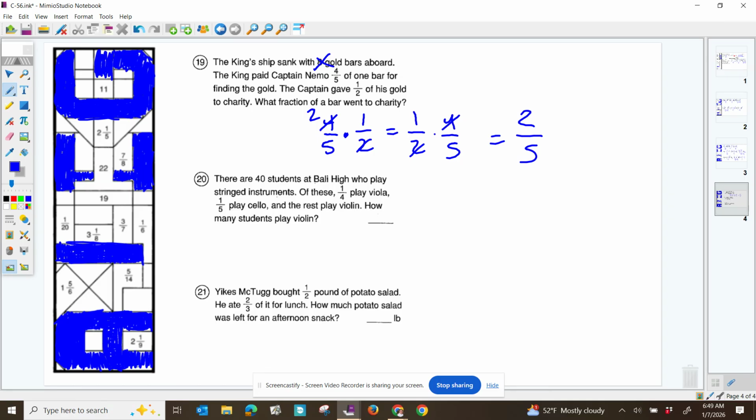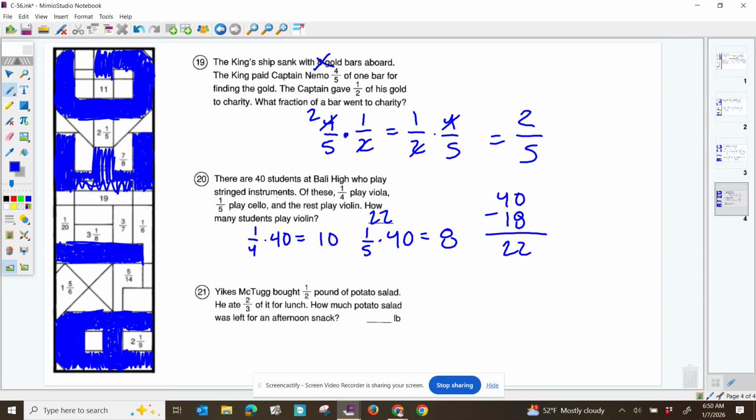And 40 students, a fourth of them play viola. So 1/4 of 40 is 10. 1/5 of 40 is 8. That's 18 people. Minus the 40 people, that gives me 22 people. That's this one right here.